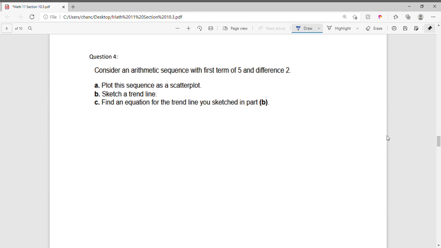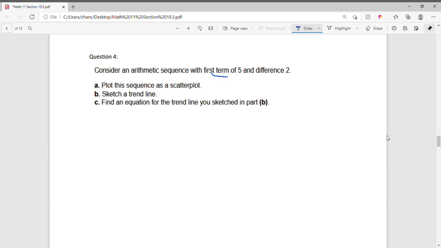Question 4. Consider an arithmetic sequence with first term of 5 and difference 2. Part A, plot the sequence as a scatter plot. Part B, sketch a trend line. Part C, find an equation for the trend line you sketched in Part B. For question 4, we can also do it in Excel.